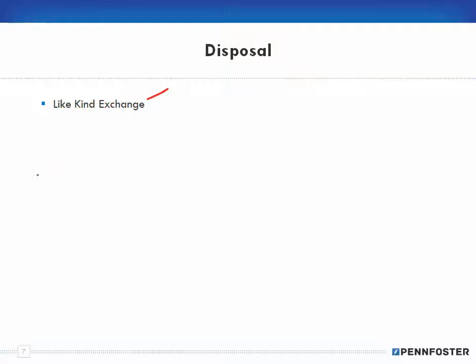I will use the idea of an automobile. So you have an automobile account, and let's say you buy it for $50,000, and your accumulated depreciation is, let's say, $30,000. That's what's shown on your books.